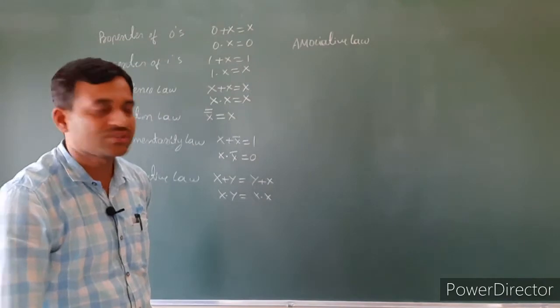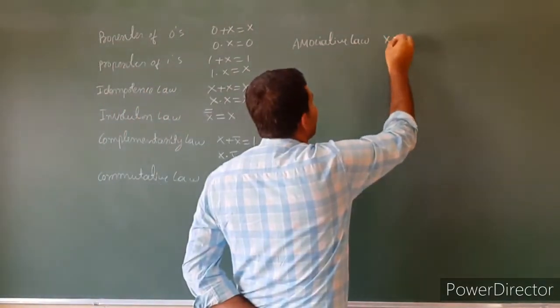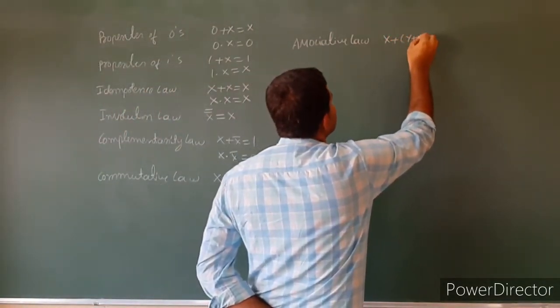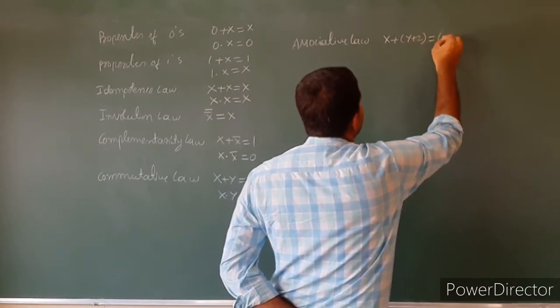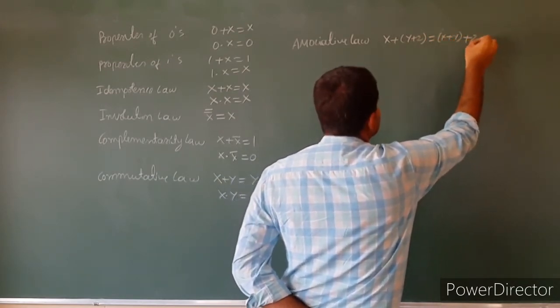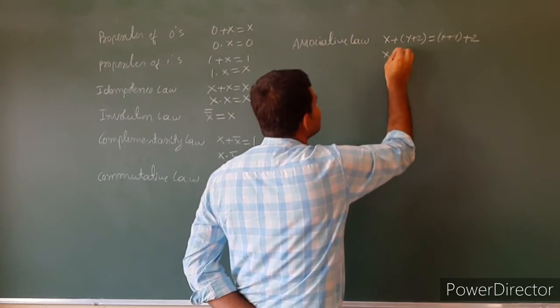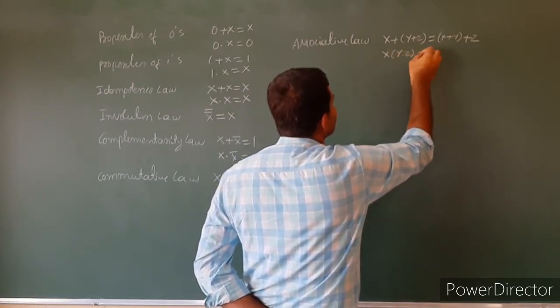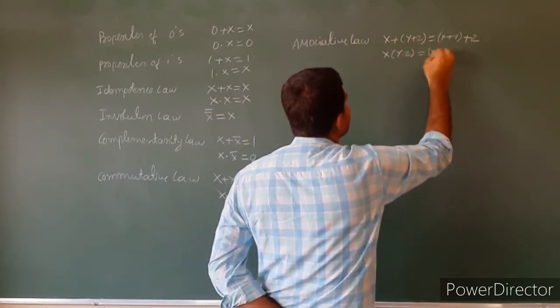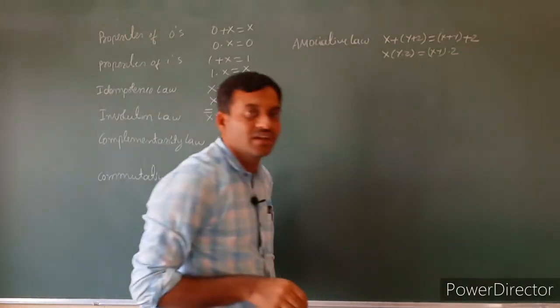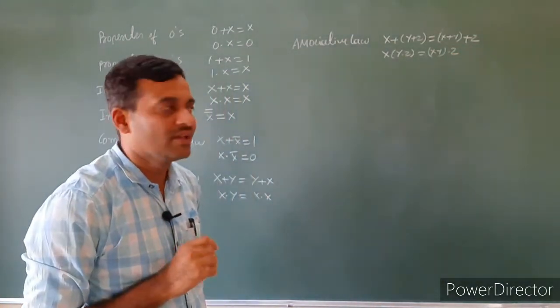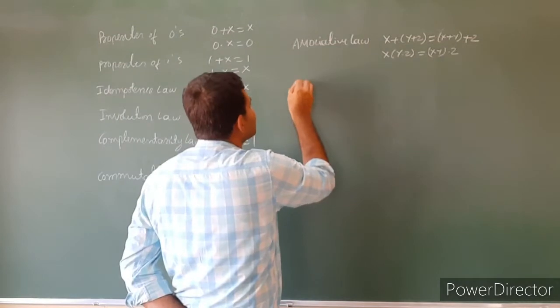Associative law. What is associative law? x plus y plus z is equal to x plus y plus z, grouped either way. Another one is x into y into z which is equal to xy into z. That is the associative law. Then next one is distributive law.